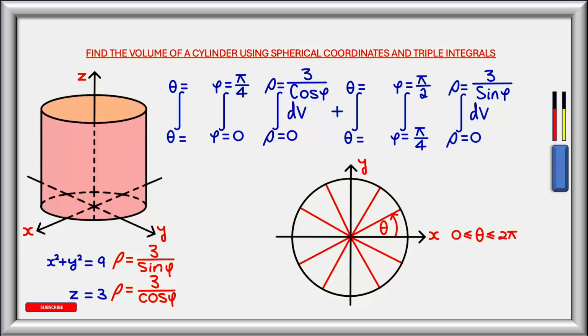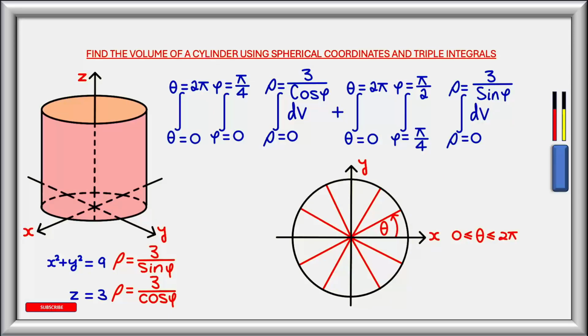And so in our example, theta begins at 0 and goes full circle, which equates to 2 pi radians or 360 degrees. And so in each of the triple integrals, the lower limit of integration for theta is 0 and the upper limit is 2 pi radians. We've now defined our region using the limits of integration.